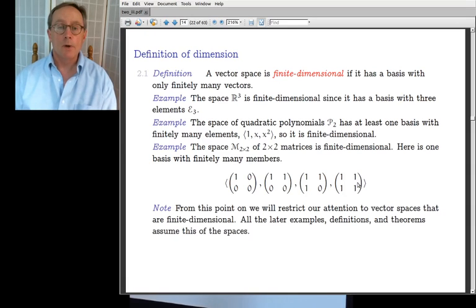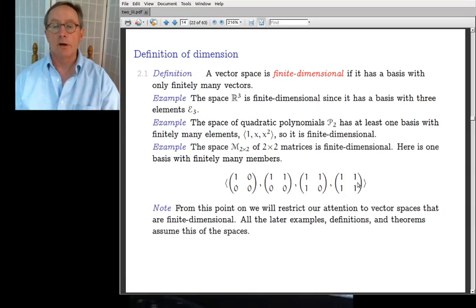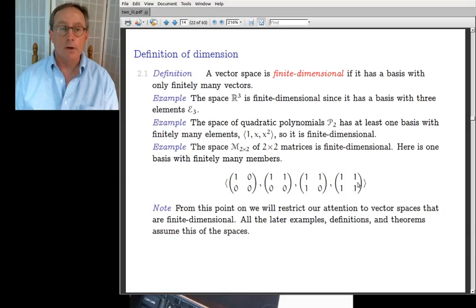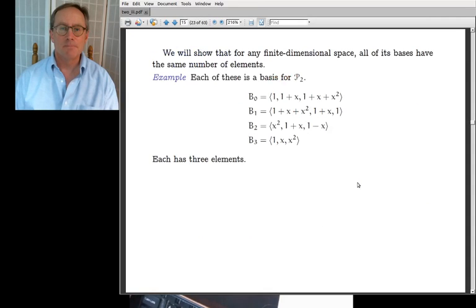From this point on, we're going to restrict our attention to vector spaces that are finite dimensional. All the later examples and the theorems, everything assumes finite dimensional. You can work with infinite dimensional vector spaces. They're interesting and important, but we're just not going to. You have to start somewhere, and finite is easier than infinite, so we're going to start with finite.